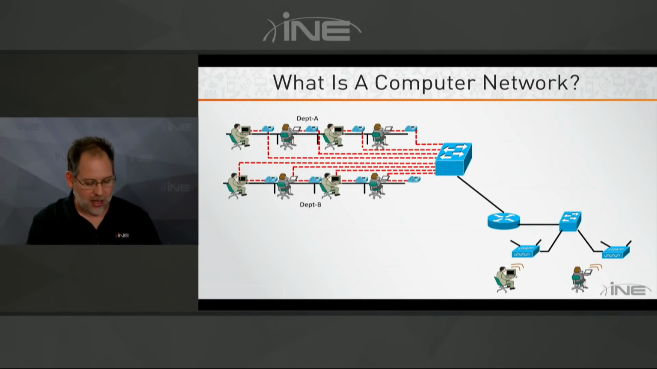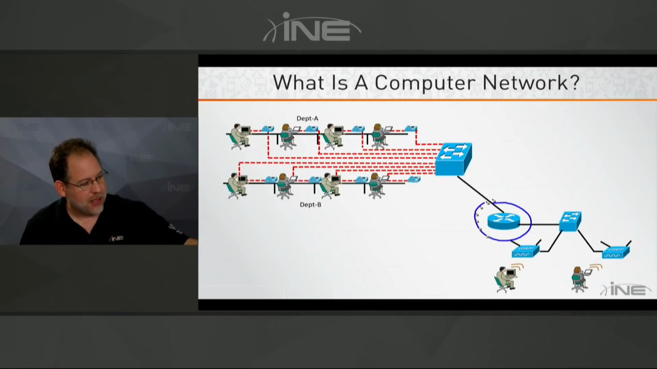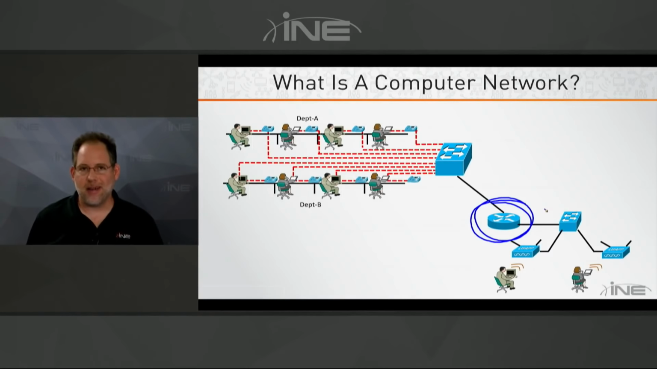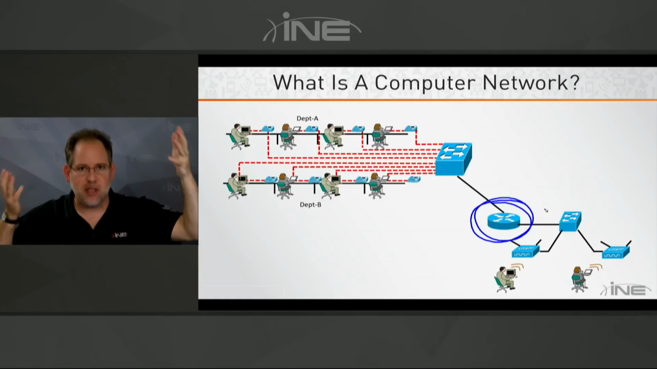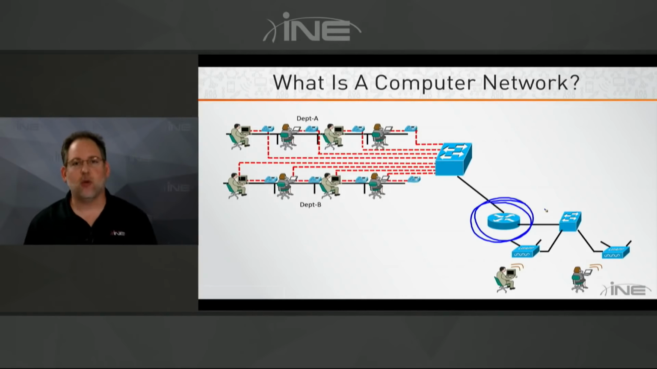So then we would probably implement a router. And that's what we have right here. This hockey puck-like icon right here is a router. And a router is typically used for really two purposes. Number one, when you need to connect networks together that use different types of cables or different types of networking medium, you would typically use a router for that.